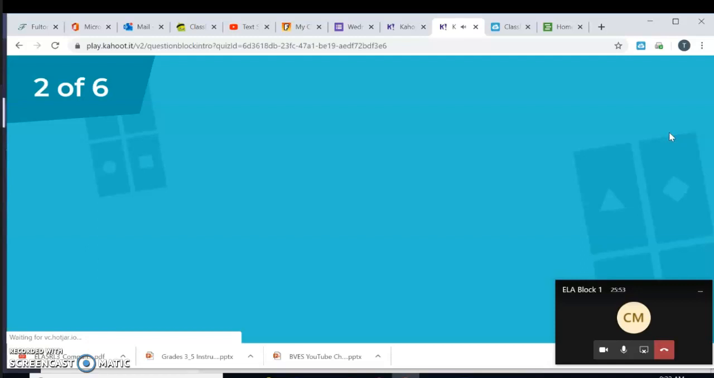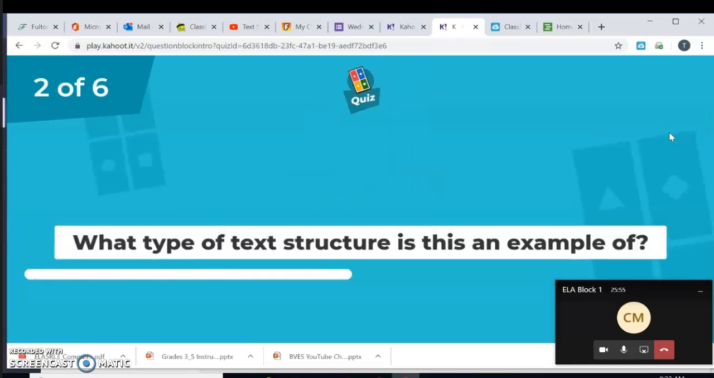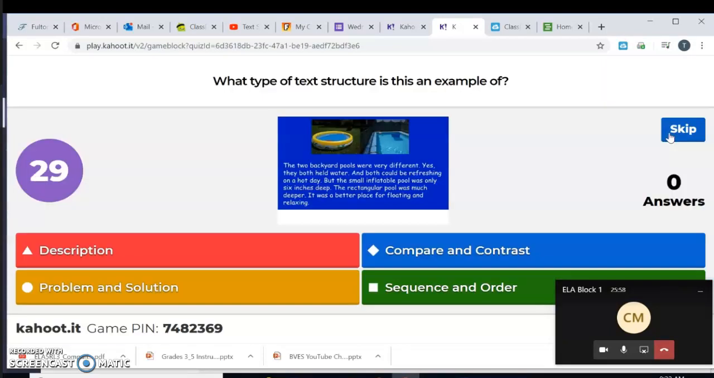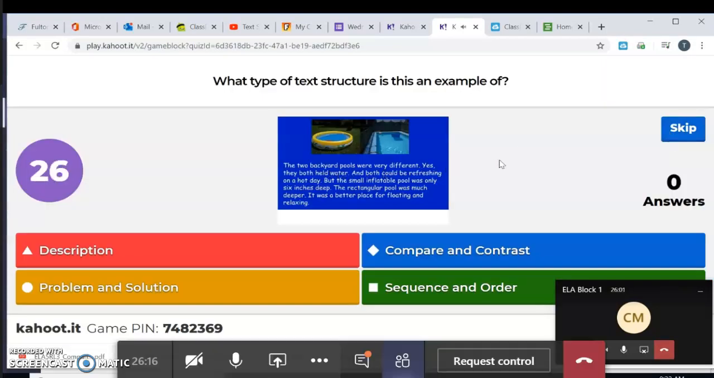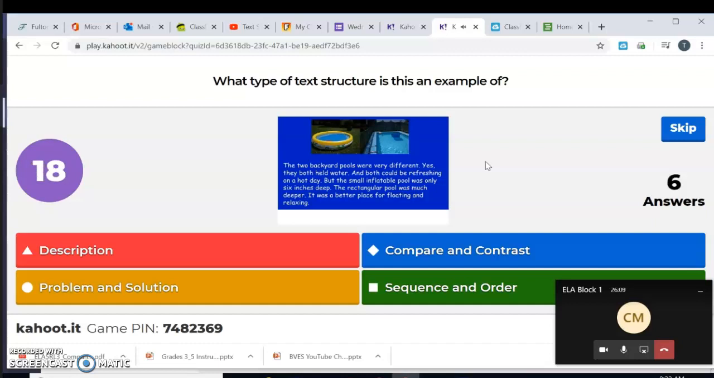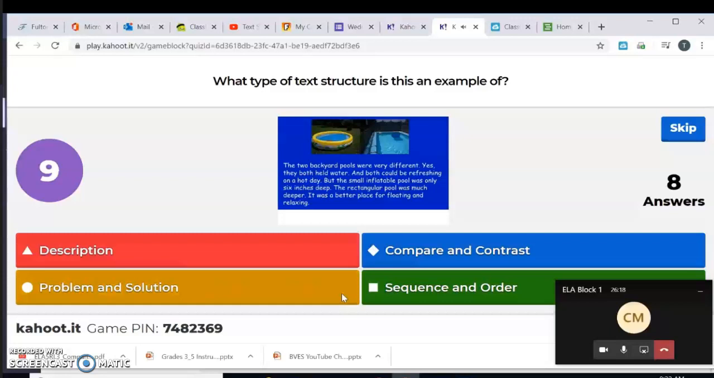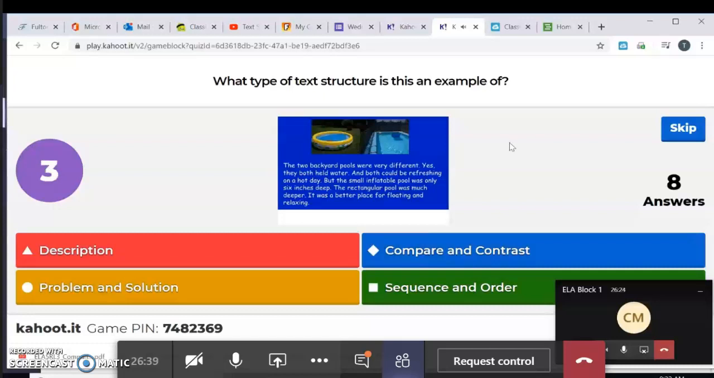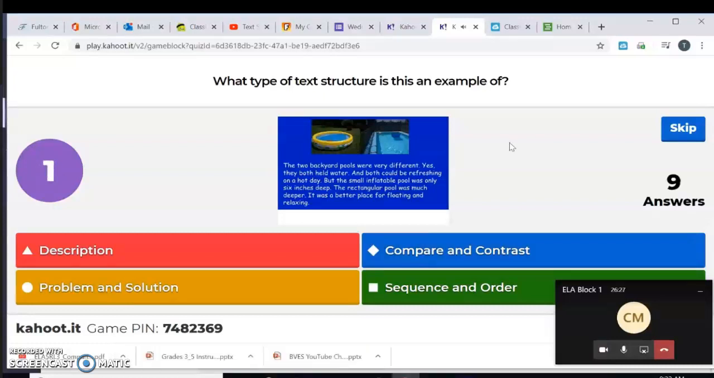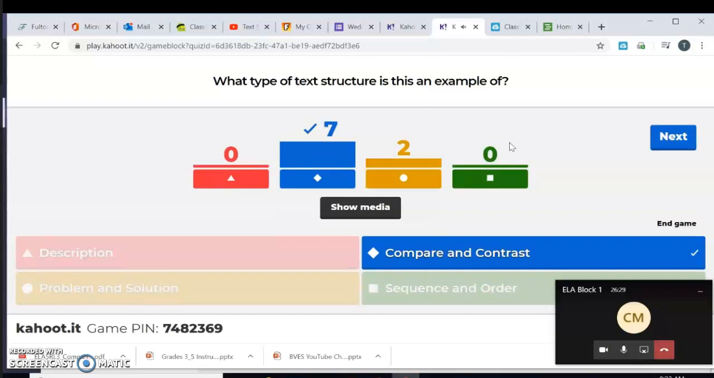What type of text structure is this an example of? Your backyard views will be different. Testing both help water and both could be refreshing on a hot day. But the small inflated is 6 inches deep. The rectangular is much deeper. Better place for growth and relaxing. What text structure is that, y'all? Y'all got this. Compare and contrast. Remember, I'm talking about how they are alike and different.